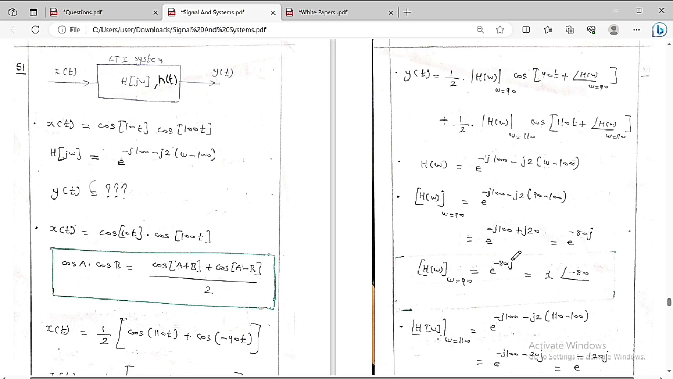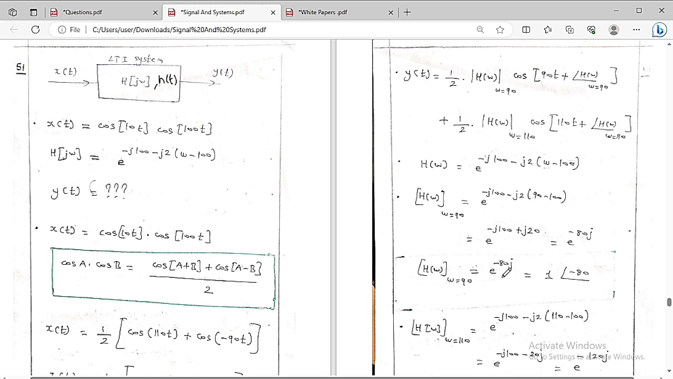So this is basically the polar format. What is the magnitude? Magnitude is 1. What is the phase angle? Minus 80. Because you know, for e to the power of j theta, what is the phase angle? Theta, and the magnitude is 1. We have already told you, for r into e to the power of j theta, the magnitude is r and the phase angle is theta.